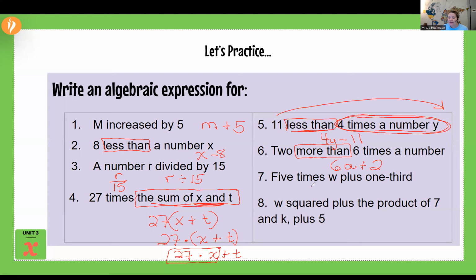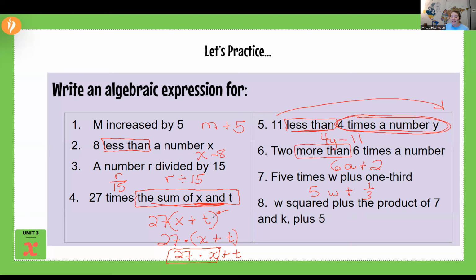So this is 5 times W plus 1/3. So 5W, 5 times W plus 1/3. It doesn't say the sum of W and 1/3. So I'm writing exactly what I see in that order. I can leave it like that. I don't have to have parentheses. If this is 5 times the sum of W and the third, I would do it like this.